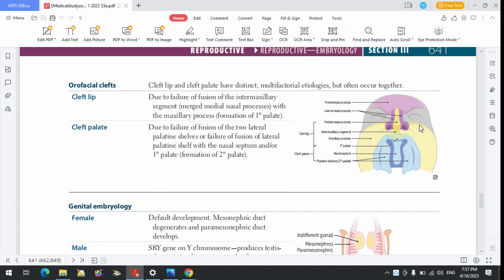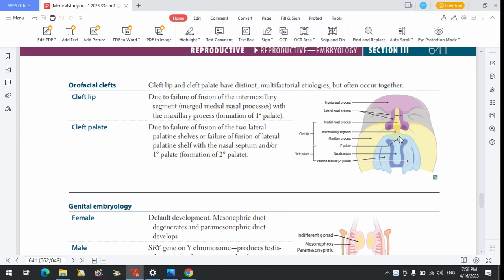So let's start with the lip. The lip is very easy. You just look for your medial nasal process. It's supposed to fuse with the maxillary process. These are the maxillary processes. They are supposed to fuse with the medial nasal processes in order to form the primary palate. This is the primary. They form the, sorry, in order to form the, sorry, I've made a mistake.